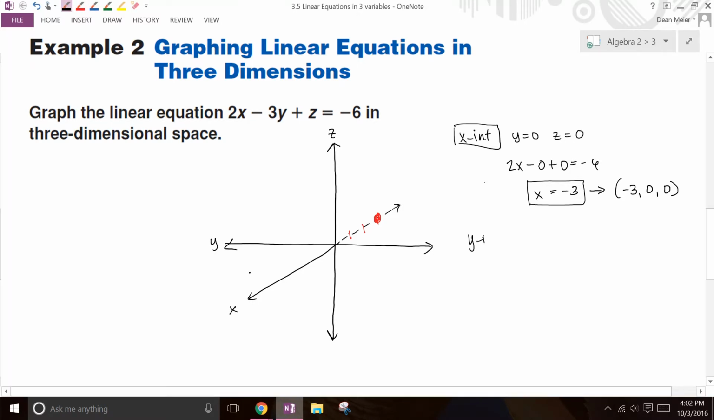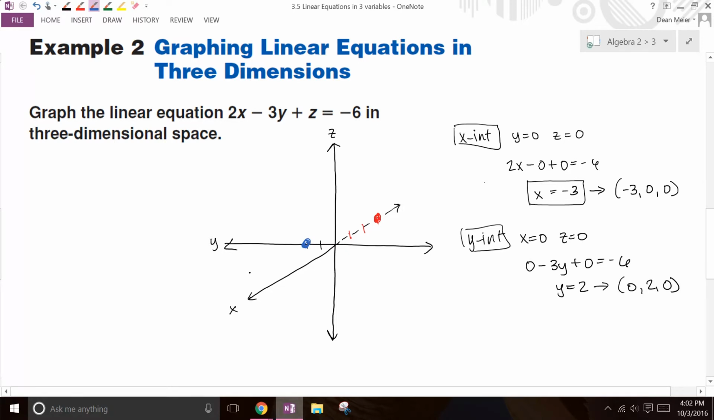Now, guess what? Same exact system for the y-intercept. So for the y-intercept, that means that x is going to be 0 and z is going to be 0. So if you plug that in, you get 0 minus 3y plus 0 equals negative 6, or y is 2. Again, the correct way to write that would be 0, 2, 0. So guess what? On the y-axis, we're going to go to 2. And I'm going to put a big old dot at 2.